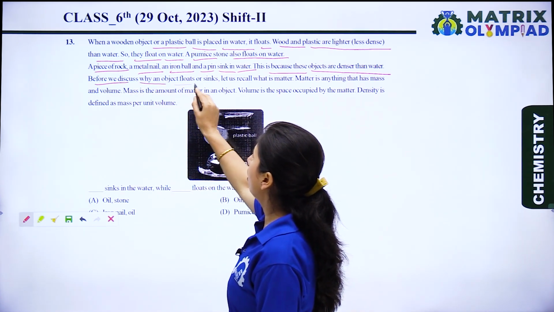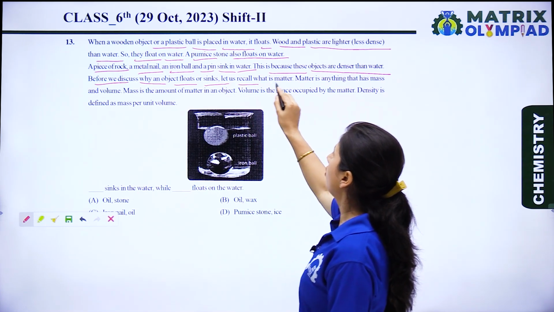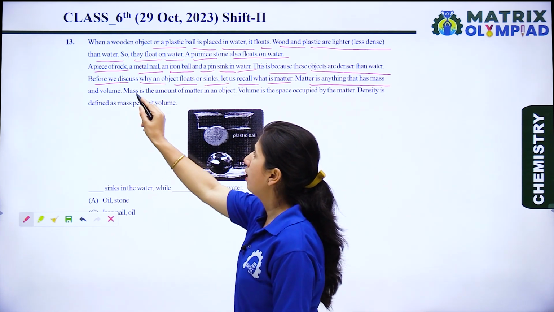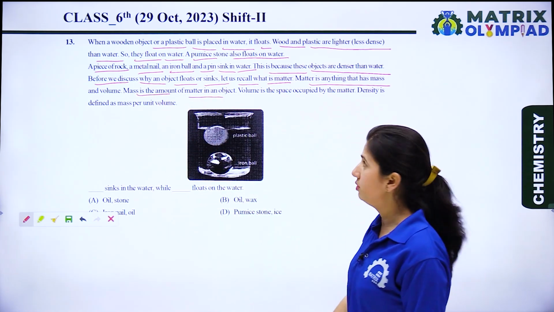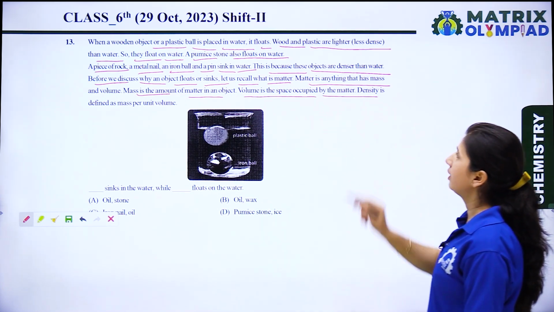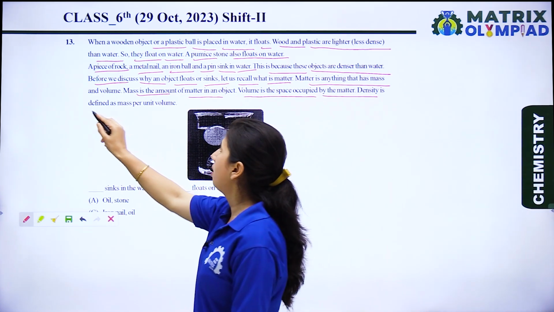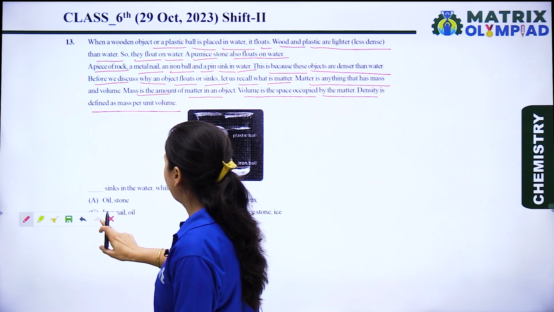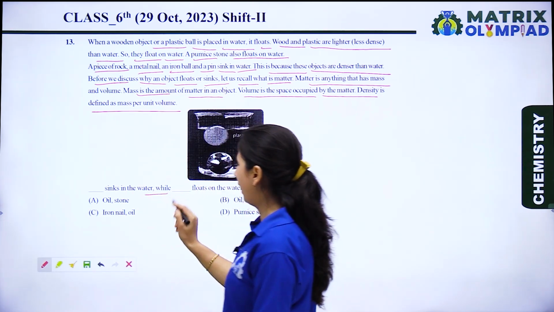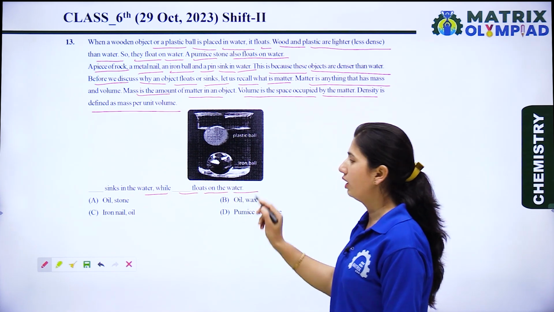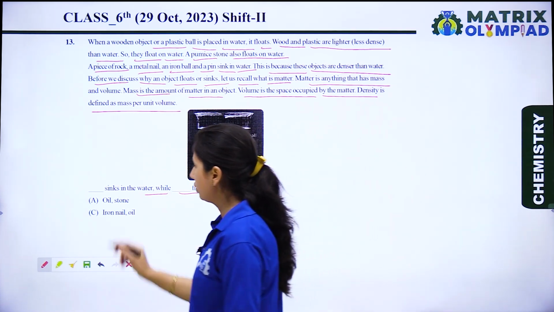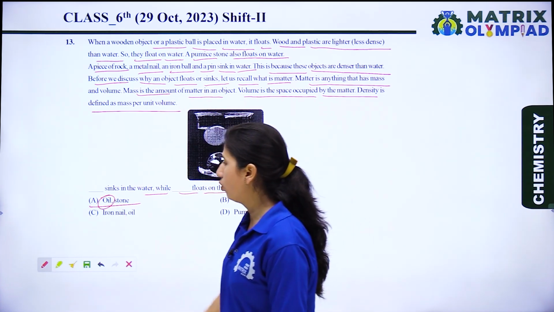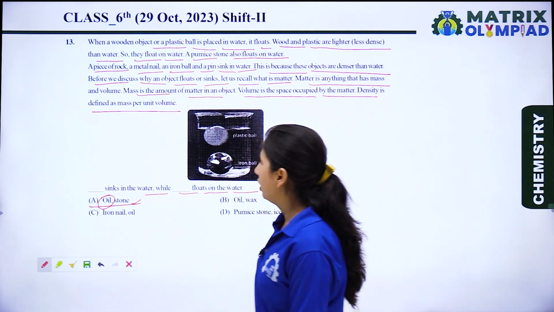Before we discuss why an object floats or sinks, let us recall what matter is. Matter is anything that has mass and volume. Mass is the amount of matter in an object and volume is the space occupied by the matter. Density is defined as mass per unit volume. Now let's see the question. The question is: fill in the blank, ___ in the water while ___ floats on the water. Let's see the options. Option A is oil and stone. We know that oil floats on the water and stone sinks in the water.